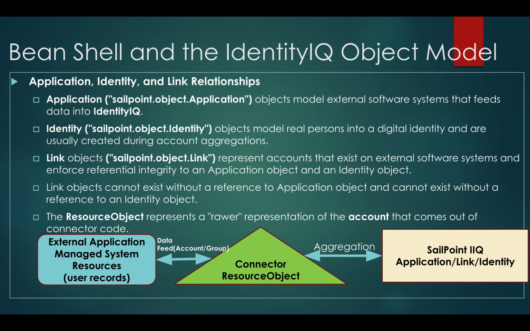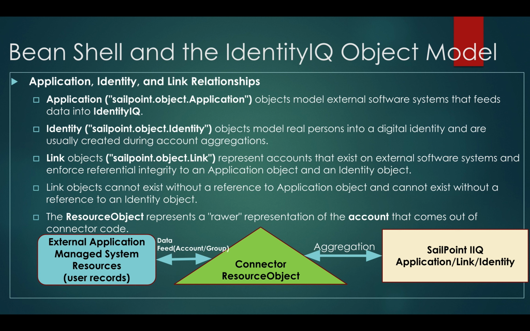So basically an application represents the external software from where IdentityIQ feeds data, and identity represents the digital representation of a real person, or let's say an account or record that is present in a target application, and usually these identities are created whenever we perform account aggregation. So link basically is the reciprocal representation of an account or employee record in an external application.